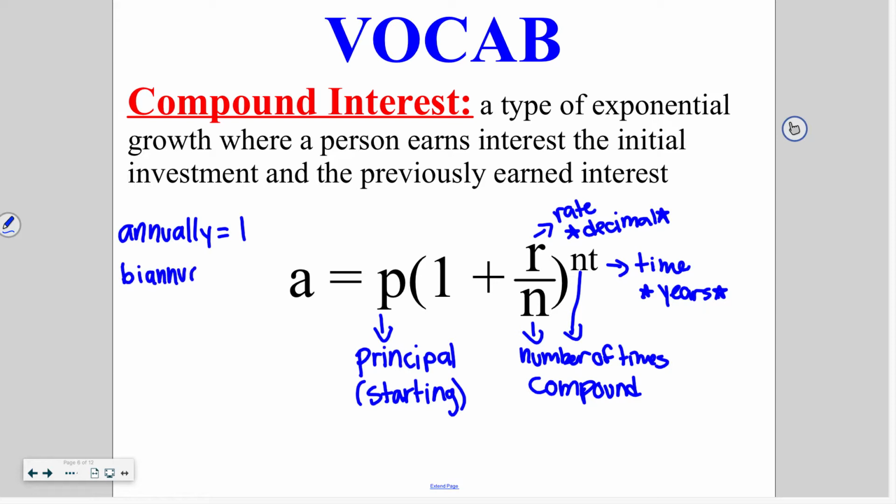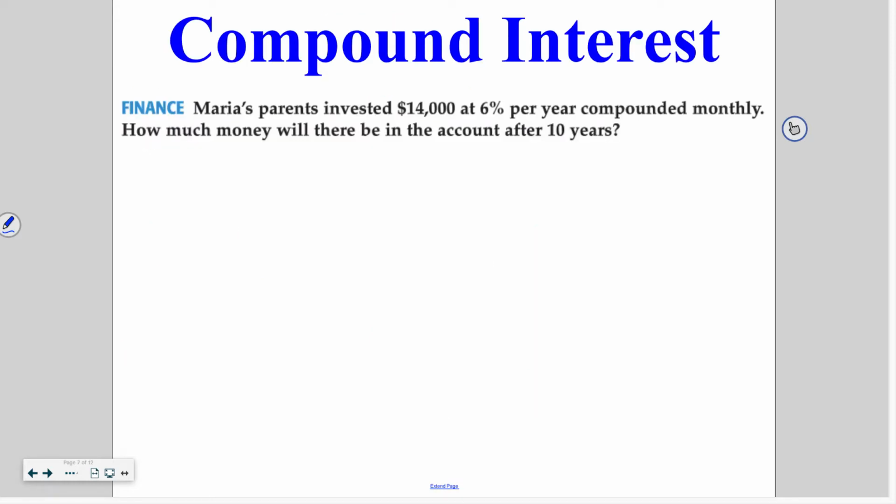Biannually is going to tell you that the N value is 2. Quarterly is going to tell you that the N value is 4. And then if we have monthly, our N value is going to be 12. So these are just different words that you are going to pay attention to that might help you indicate what the N value is. So for this first problem, Maria's parents invested $14,000 at 6% per year, compounded monthly.